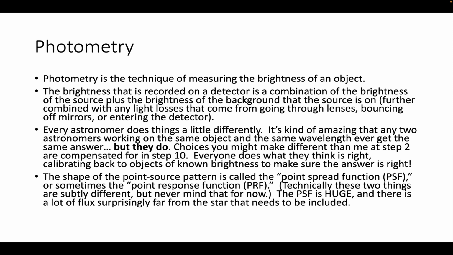This chapter is on photometry. Photometry refers to a quantitative measurement of how bright an object is. When you take an image of an astronomical source, the brightness that's recorded on the detector is a combination of the intrinsic brightness of the source at the time that you're observing, plus the brightness of the background that the source is on.